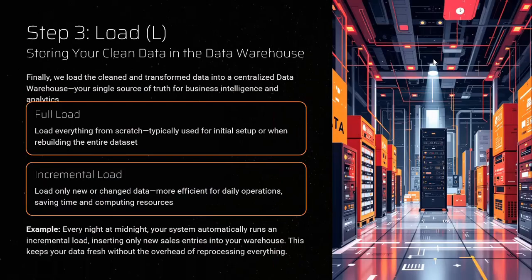Moving on to the third step, that is load. Finally, we load the cleaned and transformed data into a data warehouse. Load can be of two types. Full load, where we load everything from scratch. And the second one is incremental load, which only loads the new and changed data. Only altered data is stored. Let us take an example. Every night at 12 am only new sale entries are inserted into your warehouse. This saves time and resources. So this is what the load part does.